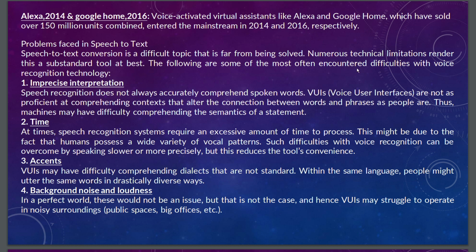And coming to the next point, time, and then accents. At times speech recognition systems require an excessive amount of time to process. This might be due to the fact that humans possess a wide variety of vocal patterns. Such difficulties with voice recognition can be overcome by speaking slower or more precisely, but this reduces the tool's convenience. And coming to the third problem, accents. VUIs may have difficulty comprehending dialects that are not standard within the same language. People might utter the same words in drastically diverse ways.